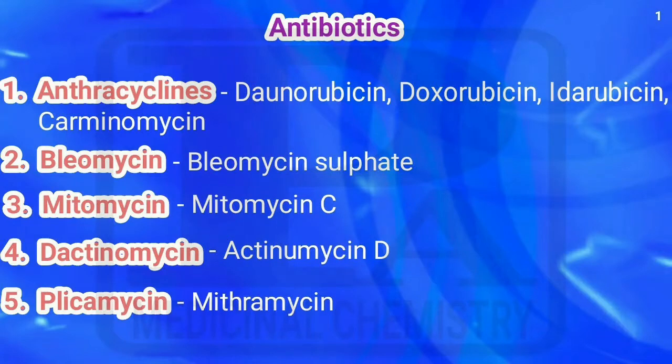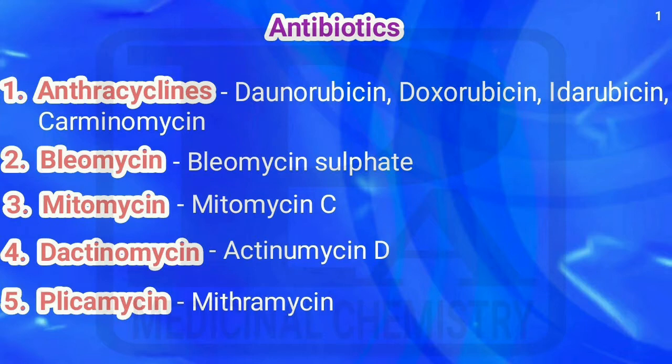Students, already we have seen alkylating agents and antimetabolites under anti-neoplastic agents. So, in this class we are going to see antibiotics that are used in the treatment of cancer. These antibiotics are classified into 5 types. They are anthracyclines, bleomycin, mitomycin, dactinomycin and plicamycin.